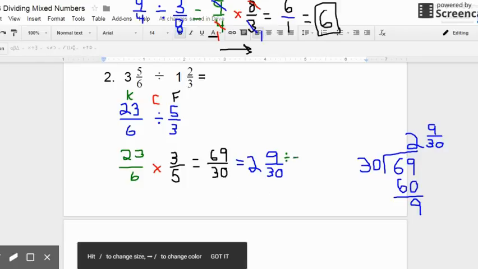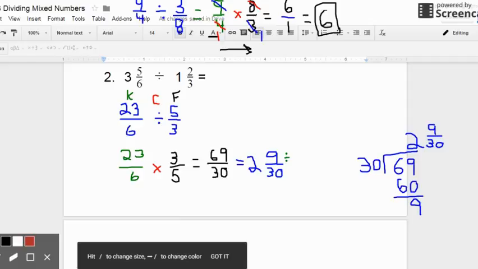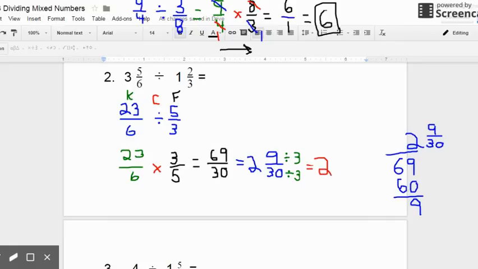Now the whole number of 2 does not get divided by 3. Sorry, I started writing the wrong number. The whole number of 2 does not get divided by 3, just the top and the bottom. I'm going to go ahead and erase this part just because I want to make sure I have plenty of room. That should still be on your paper. I'm just going to erase it so it doesn't smash together. And so now I go ahead and I bring over the 2. And now I do the division. 9 divided by 3 is 3. 30 divided by 3 is 10. And there is our simplest form.